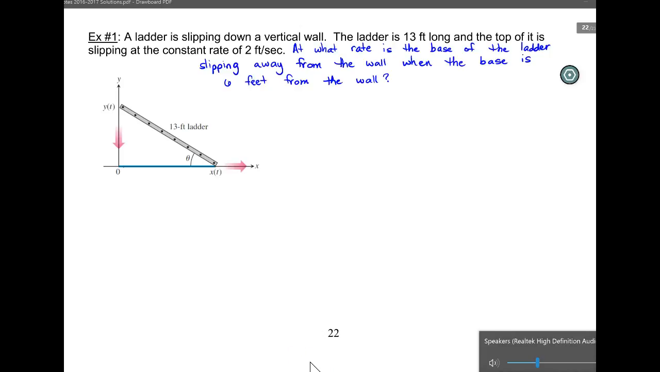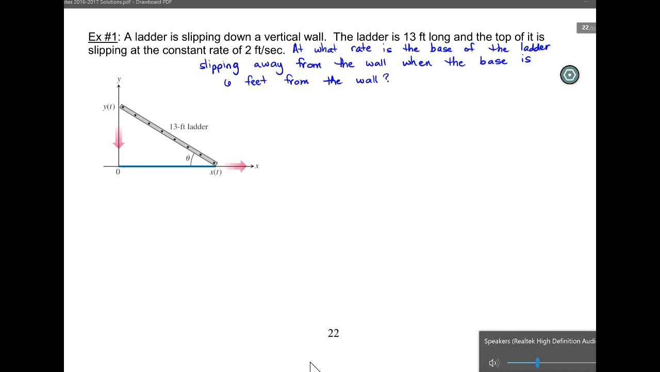Okay, so let's take a look at example 1. And actually, for some reason, the actual question is missing, so you're going to have to write that down. A ladder is slipping down a vertical wall. The ladder is 13 feet long, and the top of it is slipping at the constant rate of 2 feet per second. At what rate is the base of the ladder slipping away from the wall when the base is 6 feet from the wall?